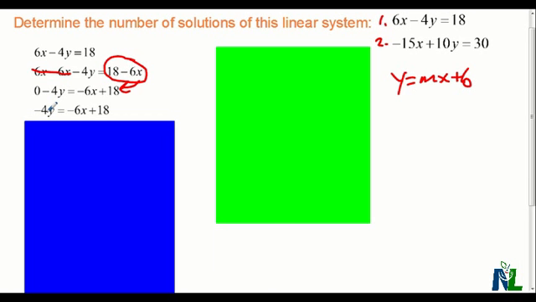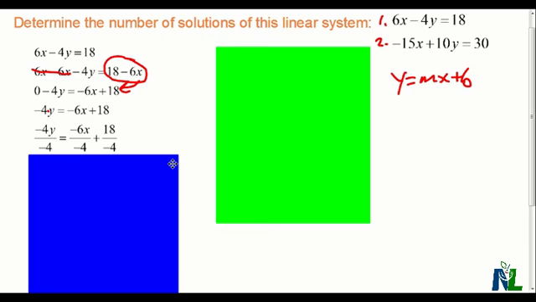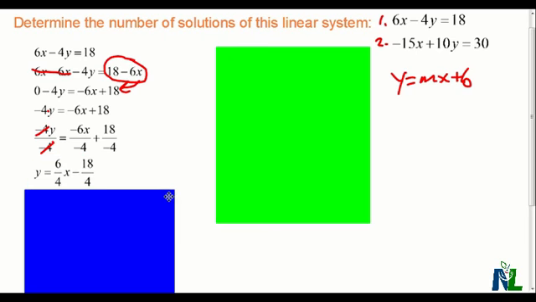Negative 4y means negative 4 times y. So to get the y by itself, I'm going to divide the left-hand side by negative 4. But because I divide the left-hand side by negative 4, I must also divide both pieces on the right-hand side by negative 4. Negative 4 divided by negative 4 is 1, and 1 times y on the left is just going to leave me with y. On the right, this piece, negative 6x divided by negative 4, that will be 6 over 4x. The negative over a negative gives me a positive.